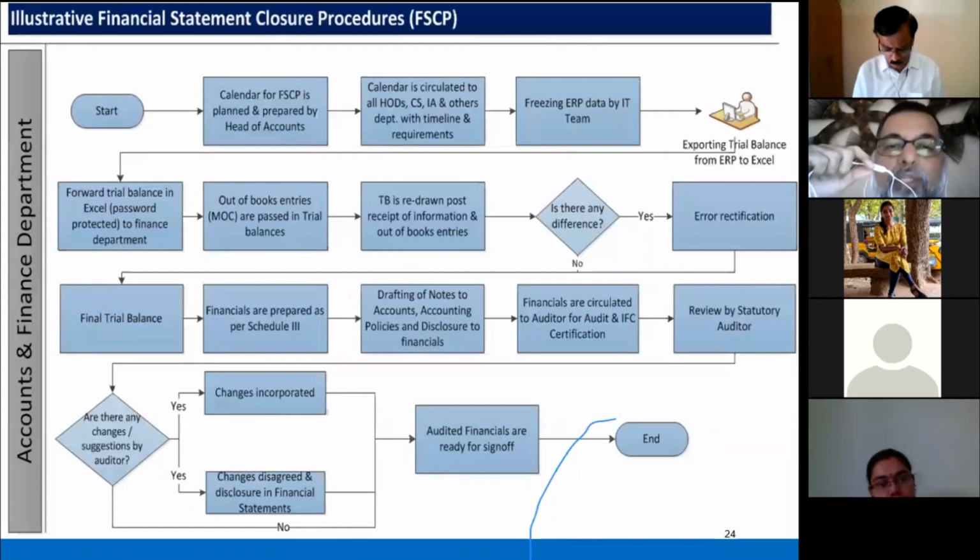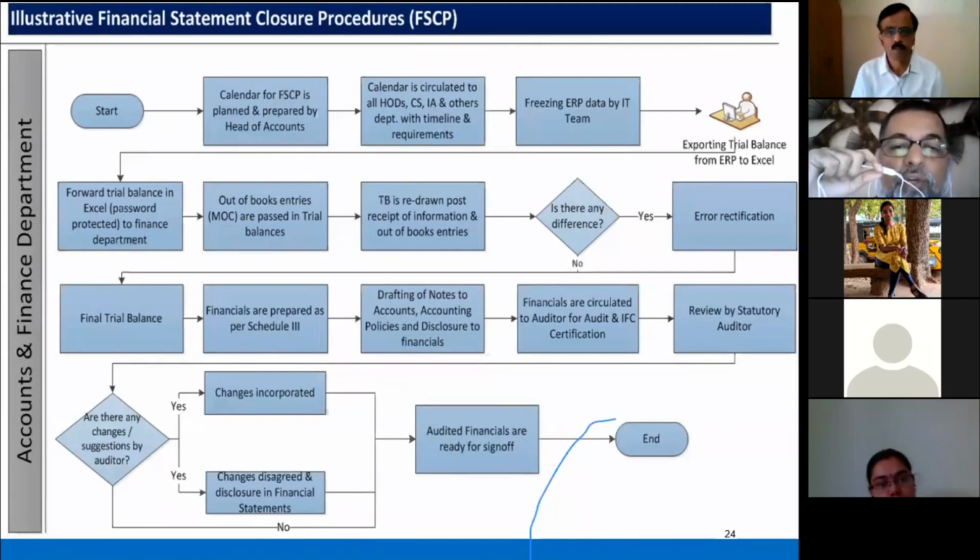And after passing of those out of book entries, the trial balance will be cast in the Schedule 3 format. And from casting of the Schedule 3 format, they will do a comparison with their budgets, previous year figures, corresponding figures, underlying volumes of the trial balance, underlying MISs, and they will try to identify any frauds or errors. And based on these comparisons, then they will try to rectify the financial statements that are cast in Schedule 3, and they will prepare draft notes and accounting policy disclosures. Post that, it will be circulated to the auditor's office.